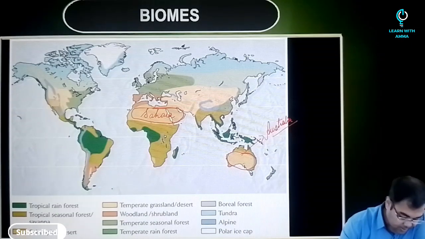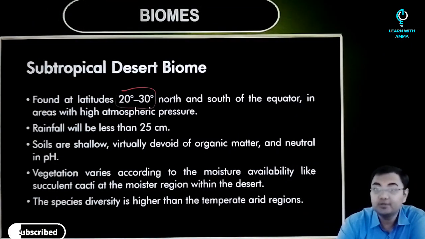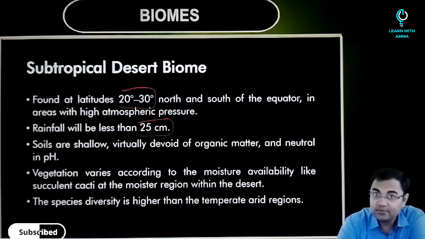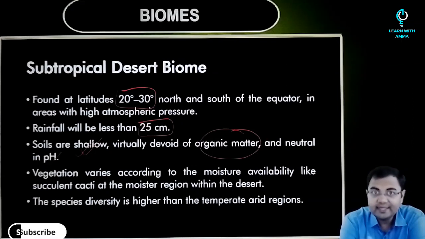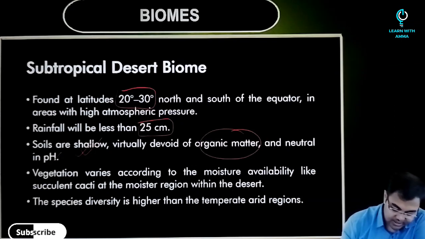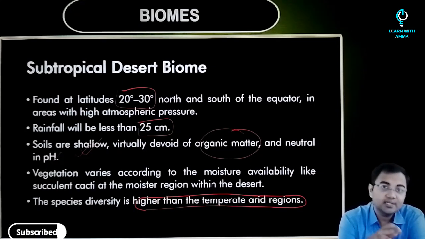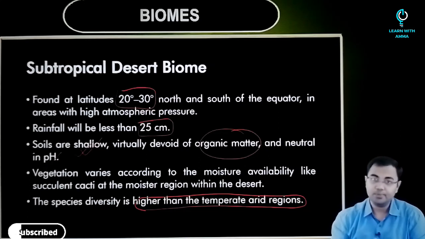So just to sum up the important points that we already discussed, first of all, they are found in 20 degree to 30 degree north and south latitudes. Rainfall will be lesser than 25 centimeters. Soil is shallow, virtually devoid of organic matter and neutral in pH. Vegetation varies according to moisture availability. And then finally, the species diversity is higher than the temperate arid regions or the polar arid regions that exist. So these are some of the important points for subtropical desert biome.